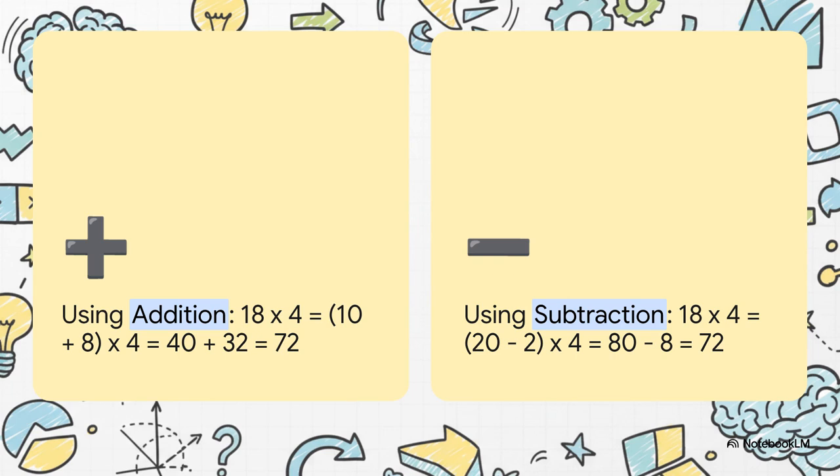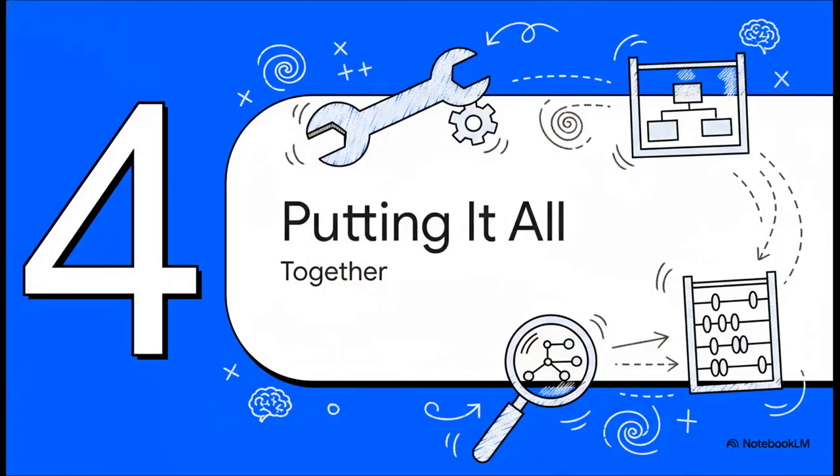And the really cool thing about this method is how flexible it is. You can break numbers apart with addition or subtraction. So for 18 times 4, you could do 10 plus 8 times 4. Or you could think of 18 as 20 minus 2 times 4. Either way, you get the exact same answer, 72. How cool is that?